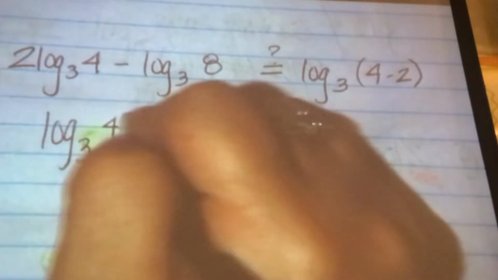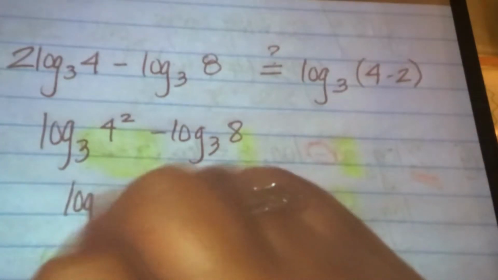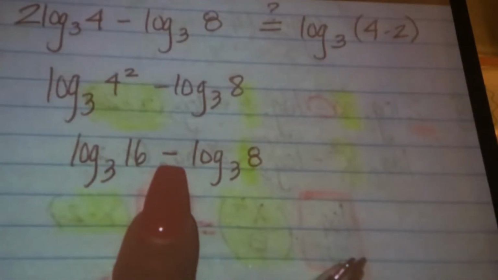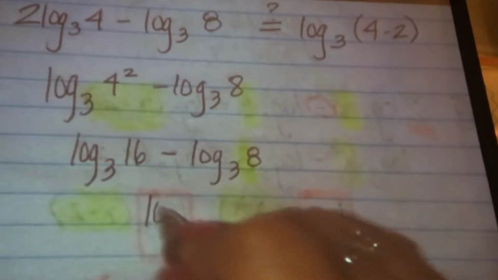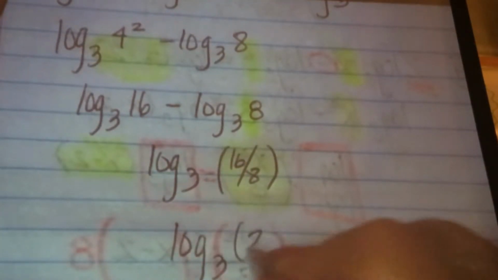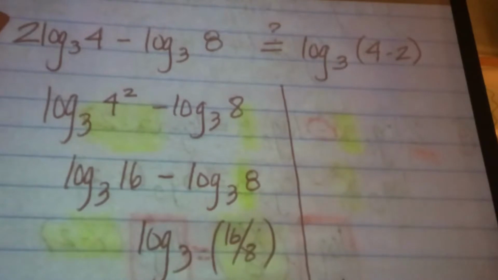You're going to move that 2 up, so you have log base 3 of 4 squared minus log base 3 of 8. That's log base 3 of 16 minus log base 3 of 8. That minus sign is going to yield division. So that's log base 3 of 16 over 8, which we know is 2. So log base 3 of 2. And we just want to know, does that equal, well, what's 4 minus 2? We do have that 4 minus 2 up there. So don't we have log base 3 of 2? So we know we're right.